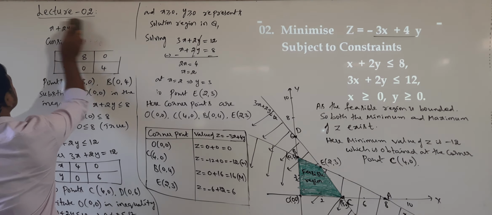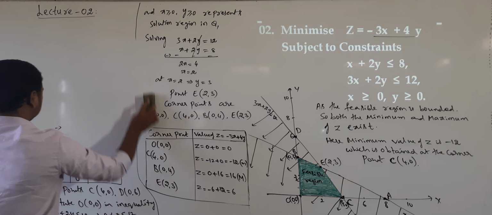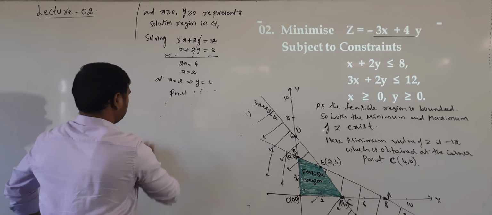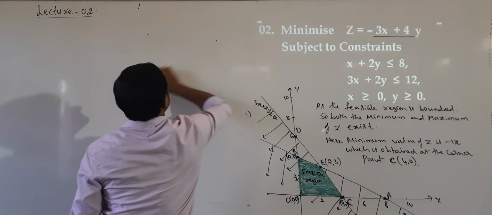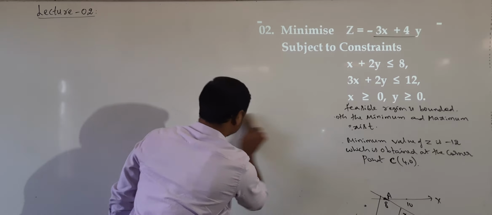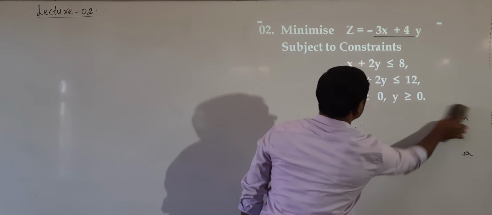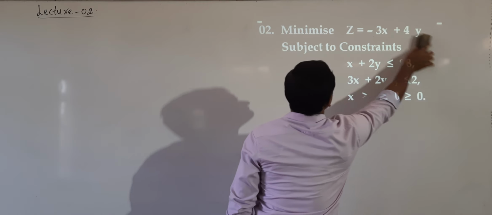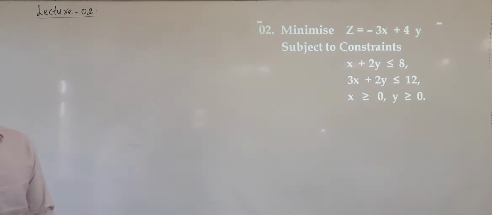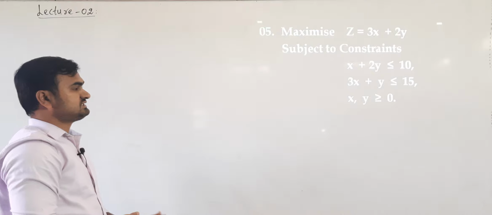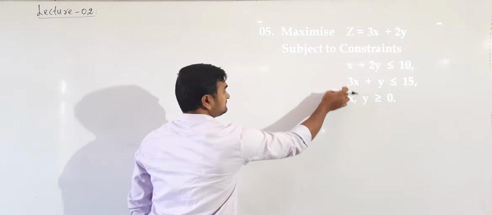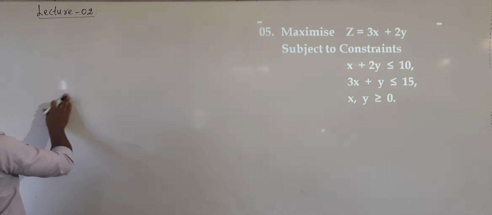Next. Let us see the next question. Maximize z equal to 3x plus 2y subject to the constraints. Again, we draw the inequalities first. The first one is x plus 2y less than or equal to 10.